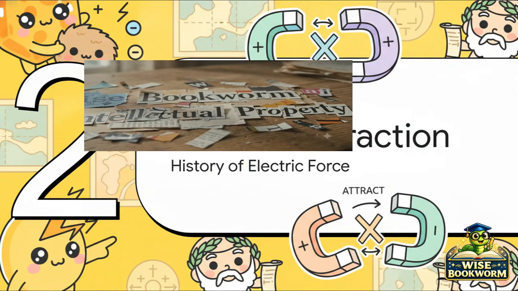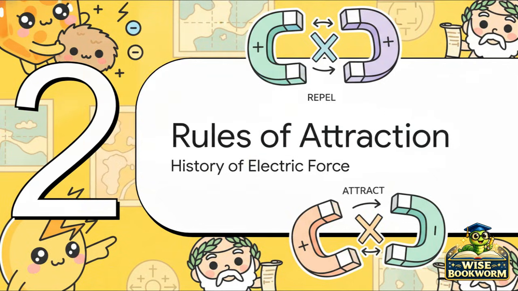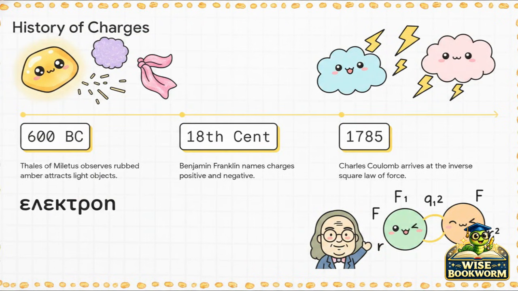Moving right along to part 2, the rules of attraction. This story actually starts way back around 600 BC in Greece with a guy named Thales of Miletus. He noticed that if you rubbed amber with wool or silk, it would suddenly attract really light objects like little bits of straw. Fun fact here, the actual word electricity comes directly from the Greek word electron, which literally just means amber. Pretty cool, right? Then you jump forward to the 18th century, and the American scientist Benjamin Franklin gave names to the 2 kinds of charges we observe, calling them positive and negative. And by 1785, Charles Coulomb figured out the exact mathematical law of force between them.